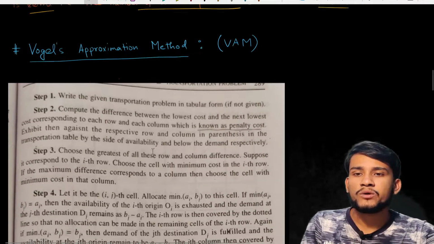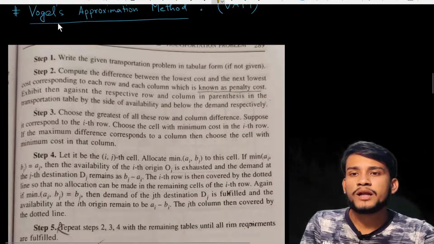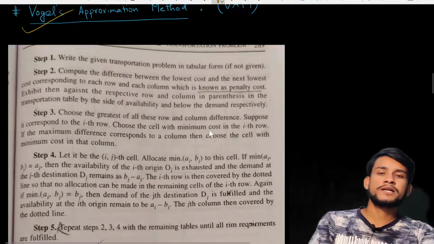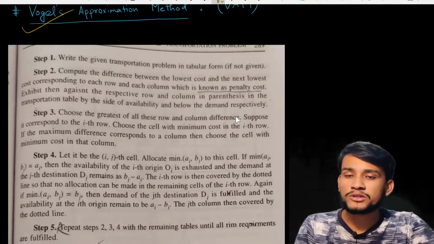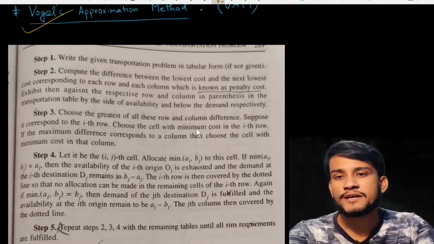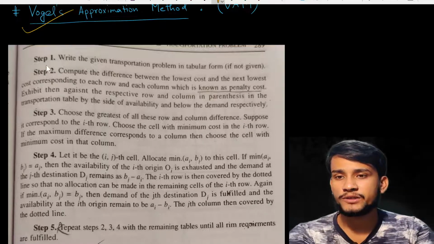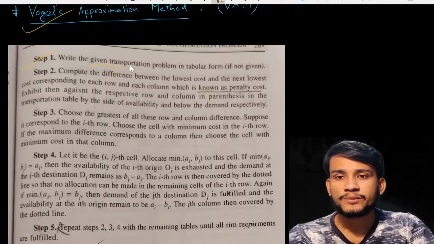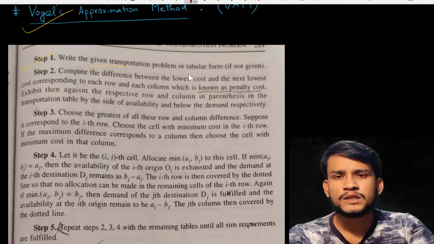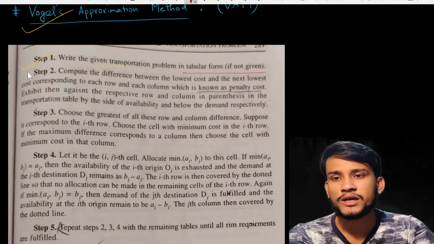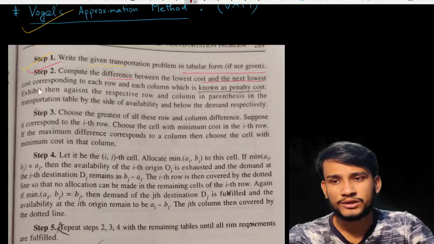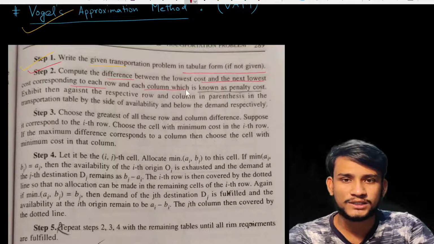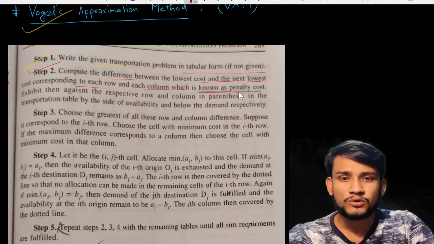Now let us take the Vogel approximation method. Basically, in this method we also find the initial basic feasible solution for the transportation problem. The steps for the Vogel approximation method are: step 1, write the given transportation problem in tabular form if it is not given. Step 2, compute the difference between the lowest cost and the next lowest cost corresponding to each row and each column, which is known as the penalty cost.